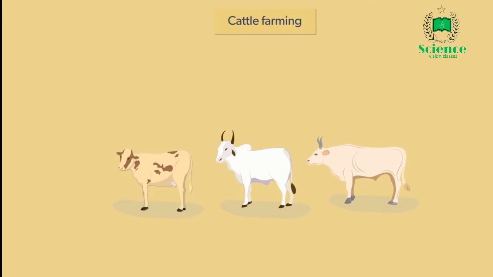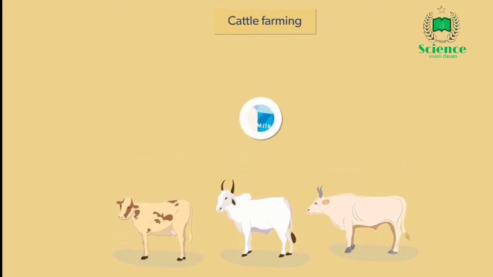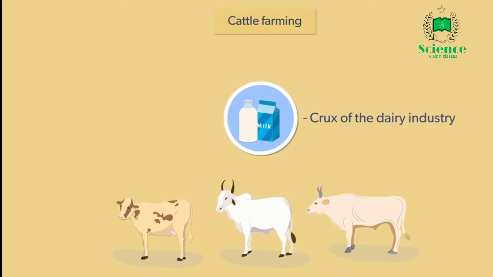What purposes do the cattle serve? They are dual-purposed, and can you guess what those two purposes are? What is the main thing we get from cattle? Milk, that's right. Cattle farming comprises milch animals, or in simple words, animals that provide us with milk. Milk, as we know, is the crux of the dairy industry. A variety of dairy products require milk as their raw material.